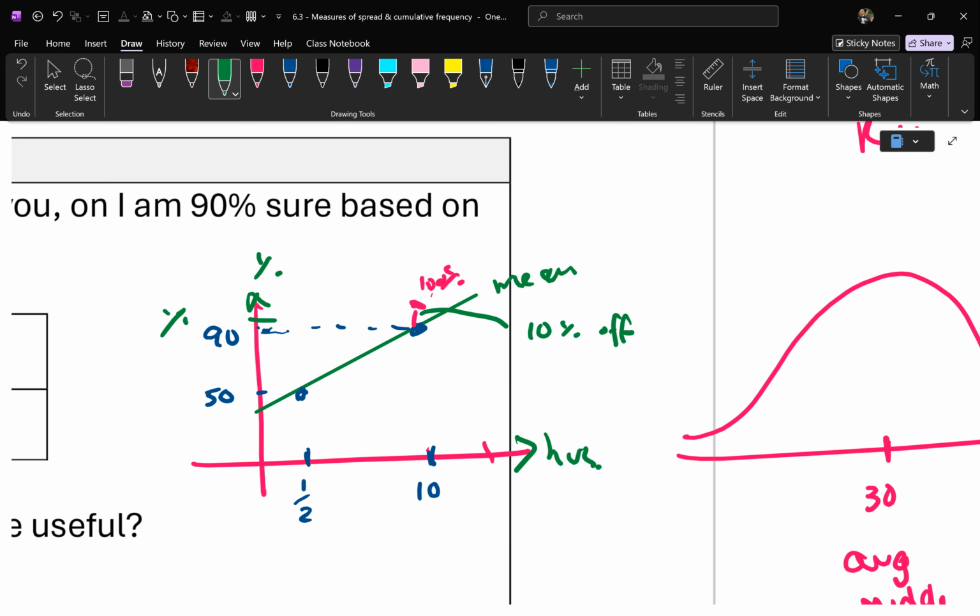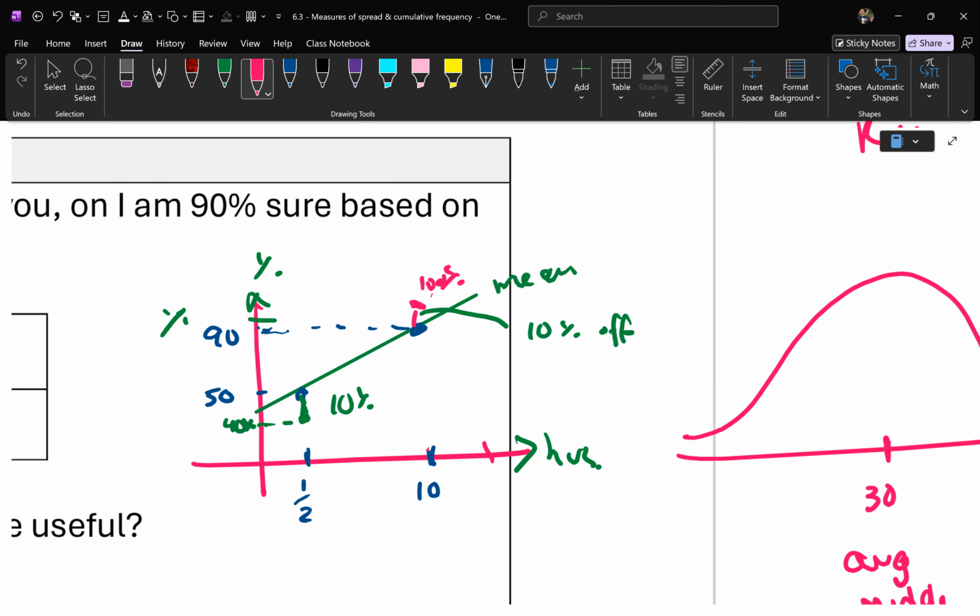Then let's say another student who studied only half an hour walked into that exam and they got 40%. But I predicted they get 50%. How off am I now? Still 10%. But there's a difference between this 10% and that 10%. What's the difference? One's higher, one's lower. I predicted you'd get 90, you got 100. So you were better than my score. This one, notice here, I predicted you get 50, but you got 10% lower.